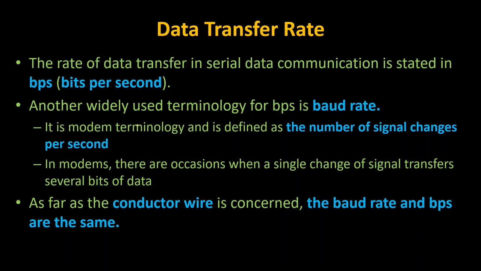First we have to understand bits per second. I have already said that we are going to send bit by bit, so we calculate the speed in bits per second, right? The widely used terminology is baud rate. In modem terminology, it is defined as the number of signal changes per second. But as far as your conducting wire is concerned, baud rate and bits per second are the same. So how many bits it can transfer with respect to a second, that is what we are going to see here.